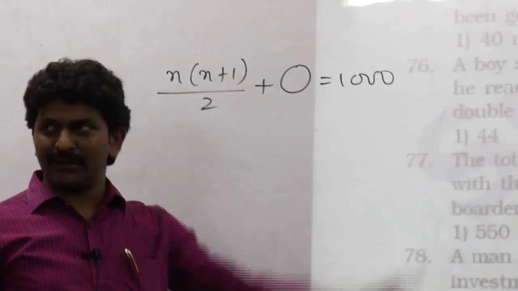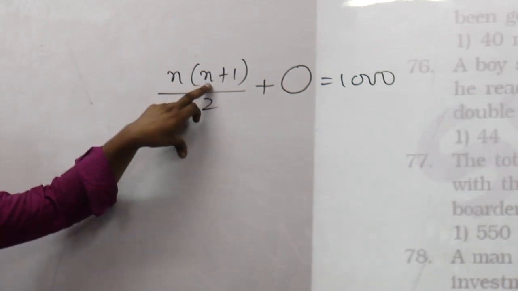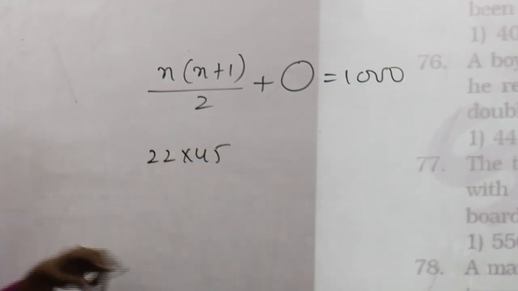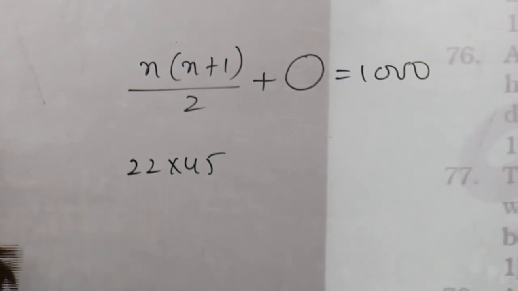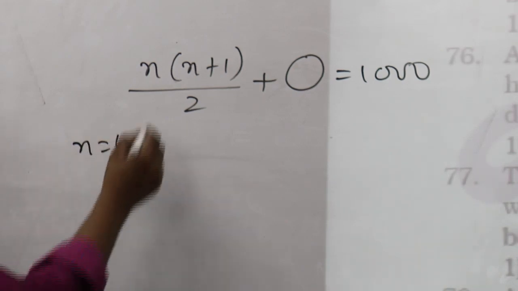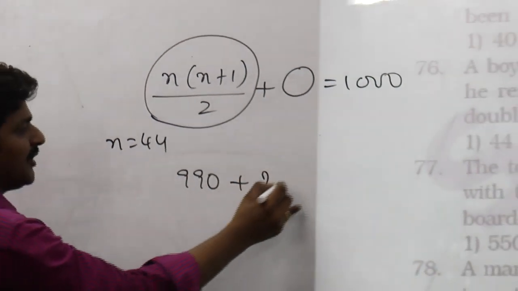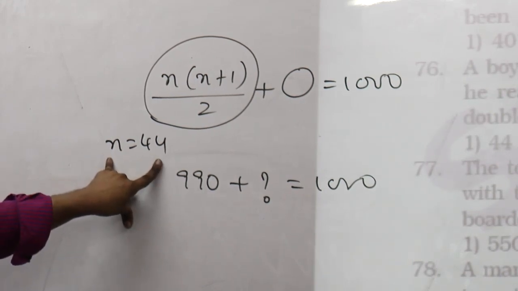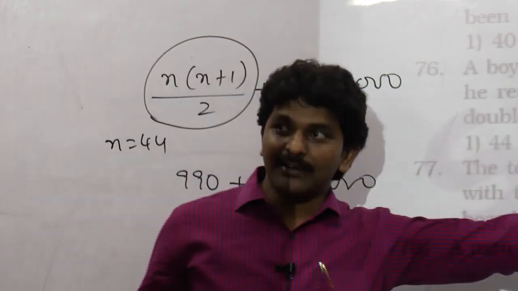I have 44 here. If n is 44, n plus 1 is 45, by 2. 44 by 2 is 22 into 45. So 90, total 990. So if n is equal to 44, the sum of natural numbers becomes 990. To this, how much do you need to add to make it 1000? Is 10 in between 1 to n? Answer is not 44. Answer is 10.